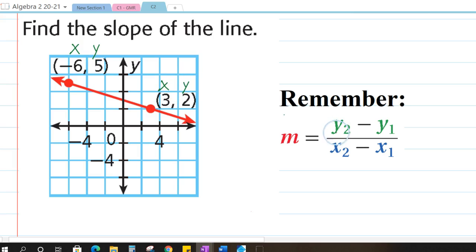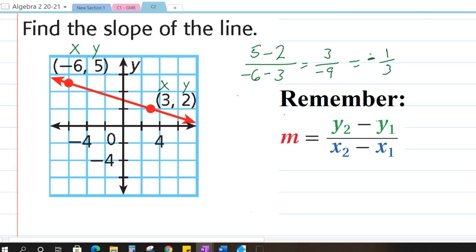So remember, our slope formula is y minus y over x minus x. It doesn't matter which y I start with as long as I'm consistent. I'm going to start with this one up here. 5 minus 2. Those are my y's. Now because I started with the 5, I have to start with the negative 6. Negative 6 minus 3. We do the math. 5 minus 2 is 3. Negative 6 minus 3 gives you a negative 9. I reduce to 1/3, and I bring my negative sign up to the middle.